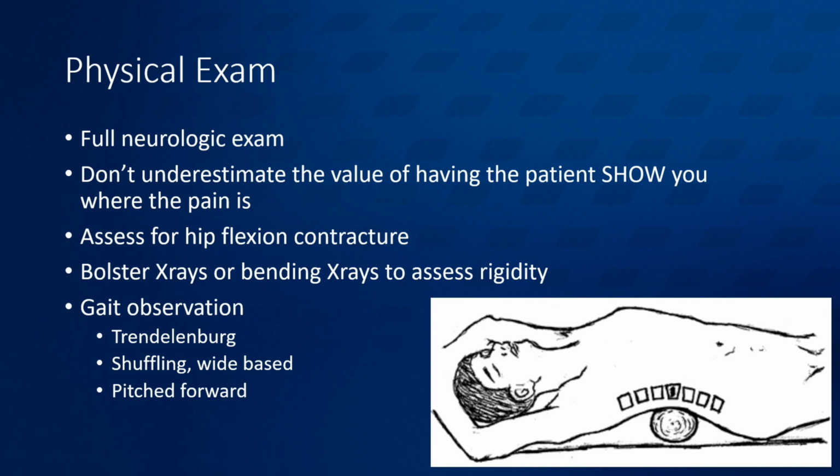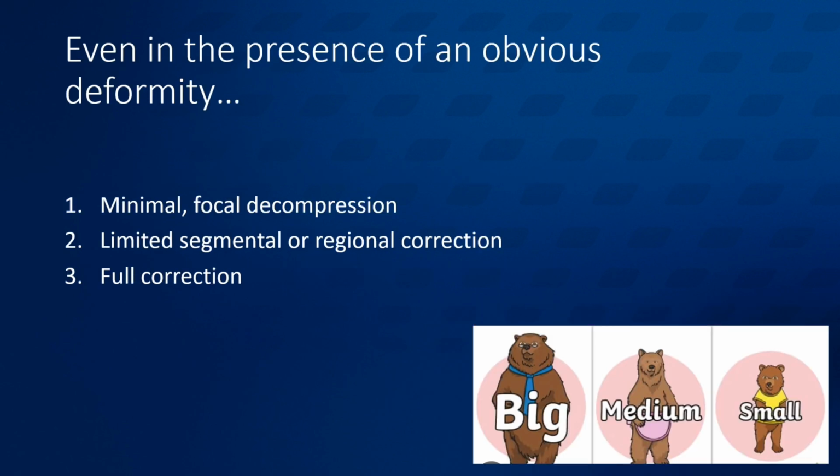I take bolster or bending x-rays frequently to assess rigidity. And of course, observe the gait, because a Trendelenburg gait, a shuffling gait, a pitch forward gait, those really indicate other pathologies that may get you closer to actually helping the patient without starting to take them down a big deformity road.